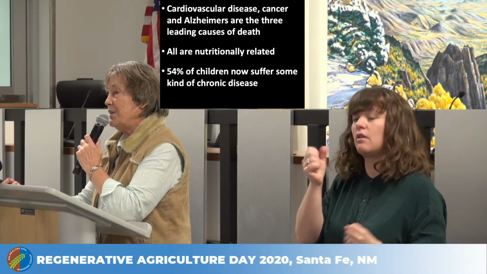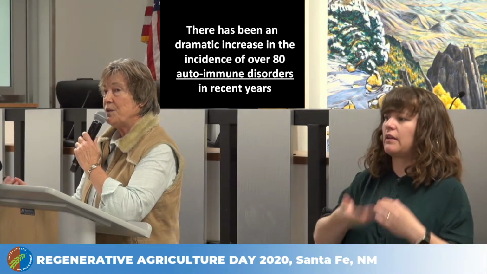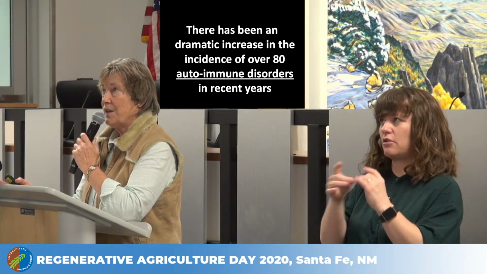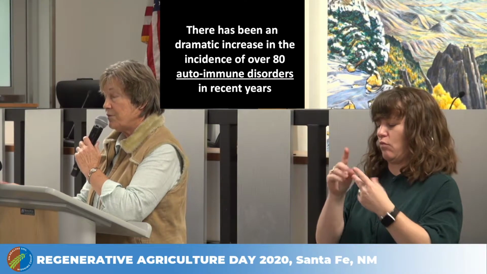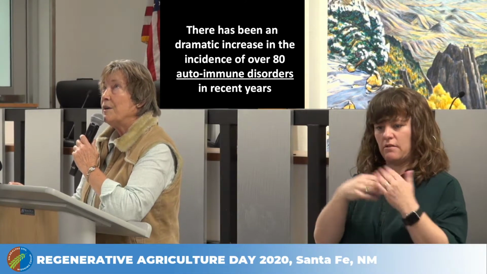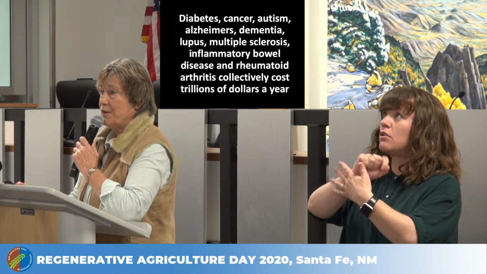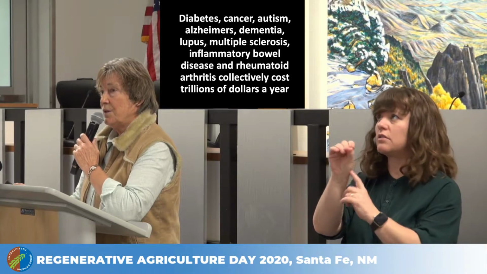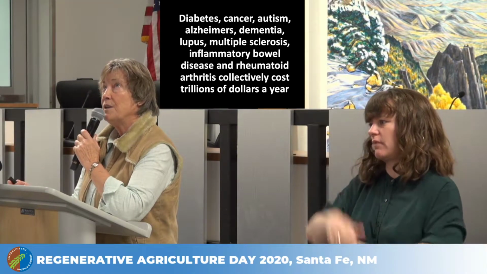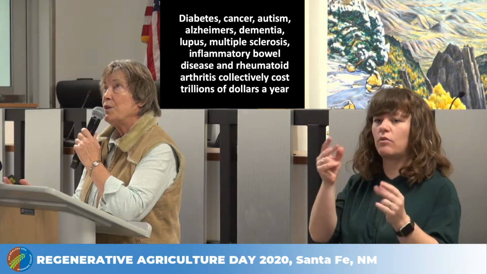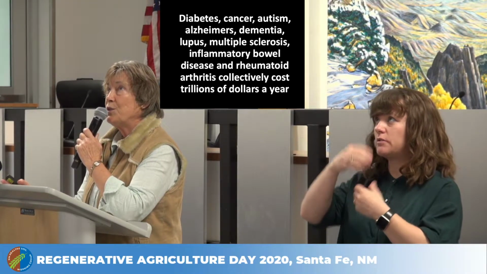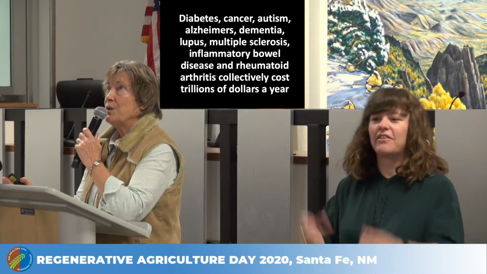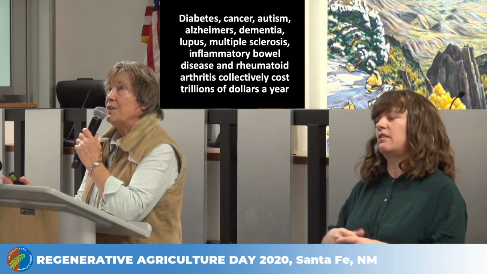There's been a dramatic increase in the incidence of autoimmune disorders in recent years. So those three things I mentioned, cardiovascular, Alzheimer's and cancer, in other words, your body's not functioning as we would like it to. All of the things on this list are in fact autoimmune disorders, and all of them are increasing. Just in case, I should quickly go through them for those who are listening. We've got diabetes, cancer, autism, Alzheimer's, dementia, lupus, multiple sclerosis, inflammatory bowel disease, rheumatoid arthritis. And there are a whole lot of others as well that aren't on that list, Parkinson's and other things.